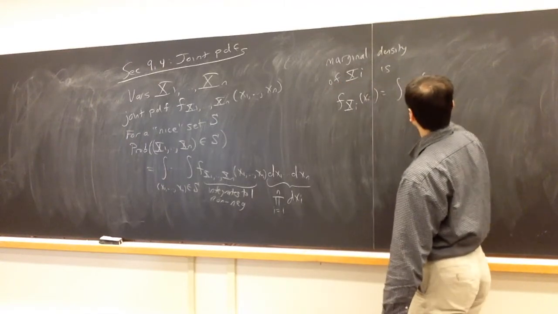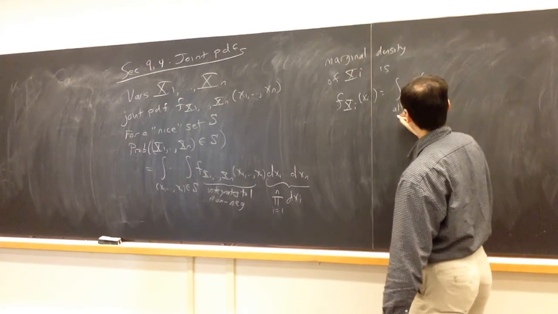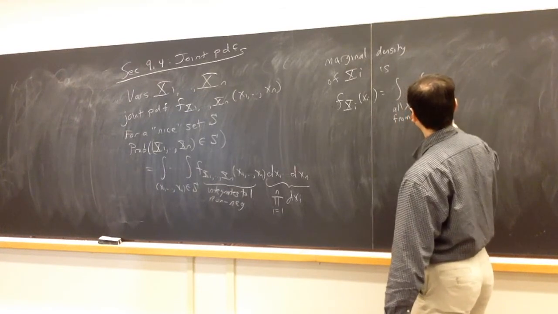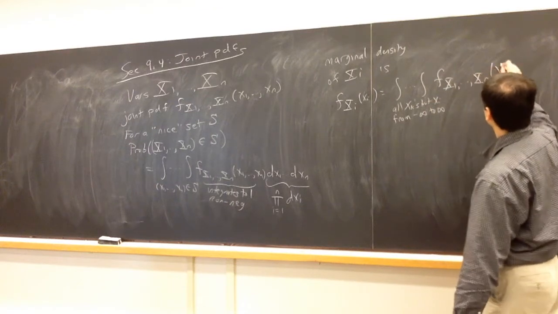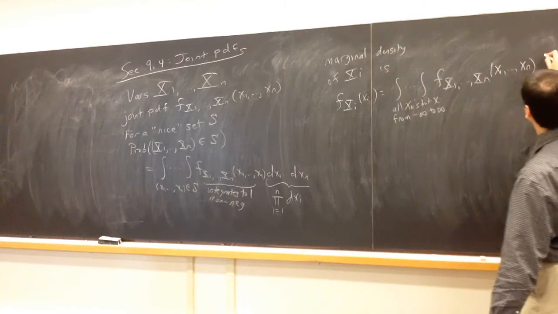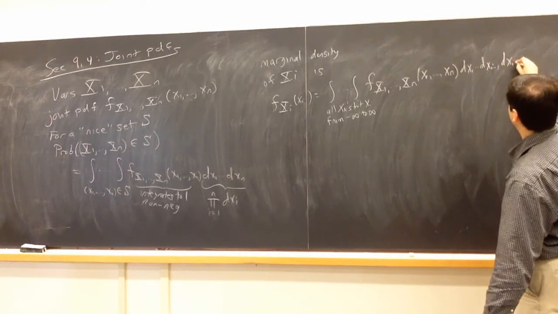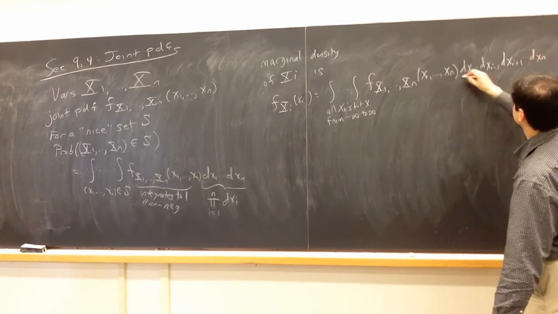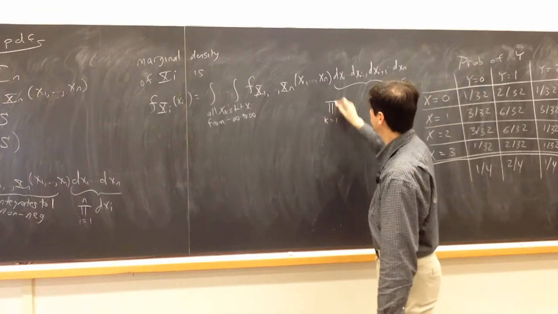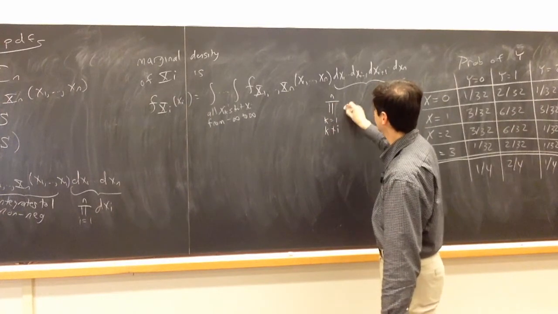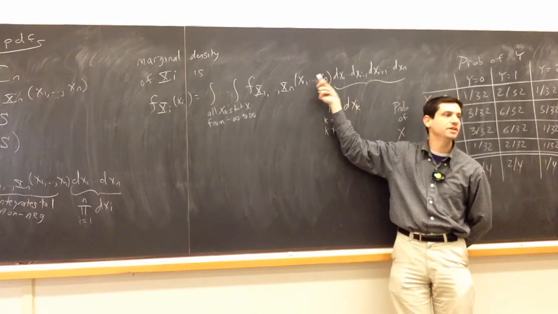It'll be the integral over all xk's but xi from minus infinity to infinity. I take the density function f of x1, ..., xn, dx1, ..., dx(i-1), dx(i+1), ..., dxn. A faster, better way of writing this would be the product, k goes from 1 to n, k does not equal i, dxk. I'm basically integrating in every direction but the xi.